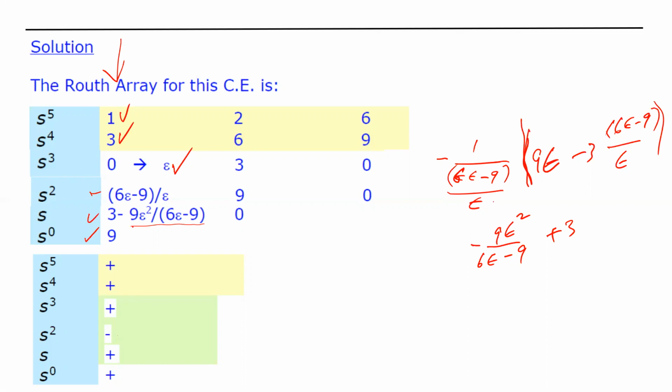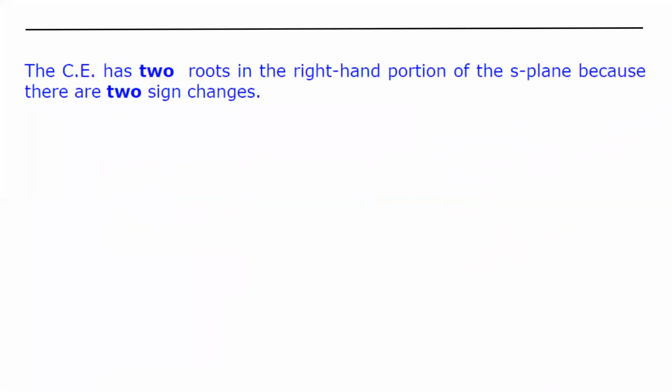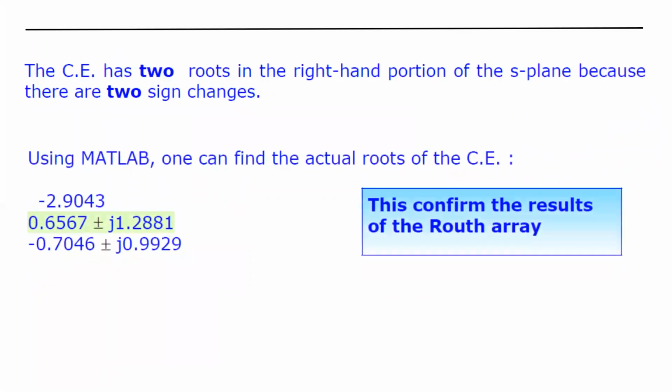Any question here? To verify, use MATLAB: give the characteristic equation which we have. Those are the roots, and clearly in here I have 2 in the right half plane. Well, any question? If there is no question, we'll move on.